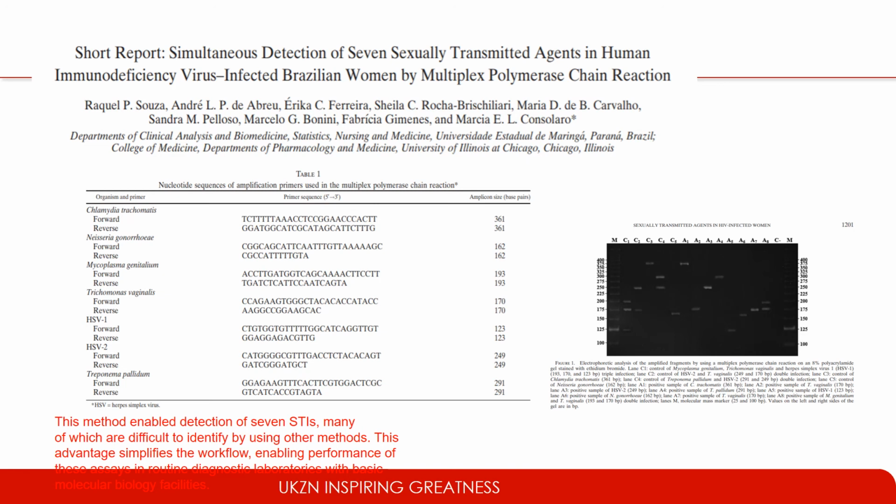And the advantage of using the multiplex PCR is that it simplifies the workflow, enabling the performance of these assays in routine diagnostic laboratories with basic molecular biology facilities. When we say basic molecular biology facilities, real-time PCR instruments are expensive. They can cost anywhere from 500,000 upwards, whereas conventional PCR machines cost about 30,000. So these researchers showed that even with low-cost instruments, you are still able to get good quality results.